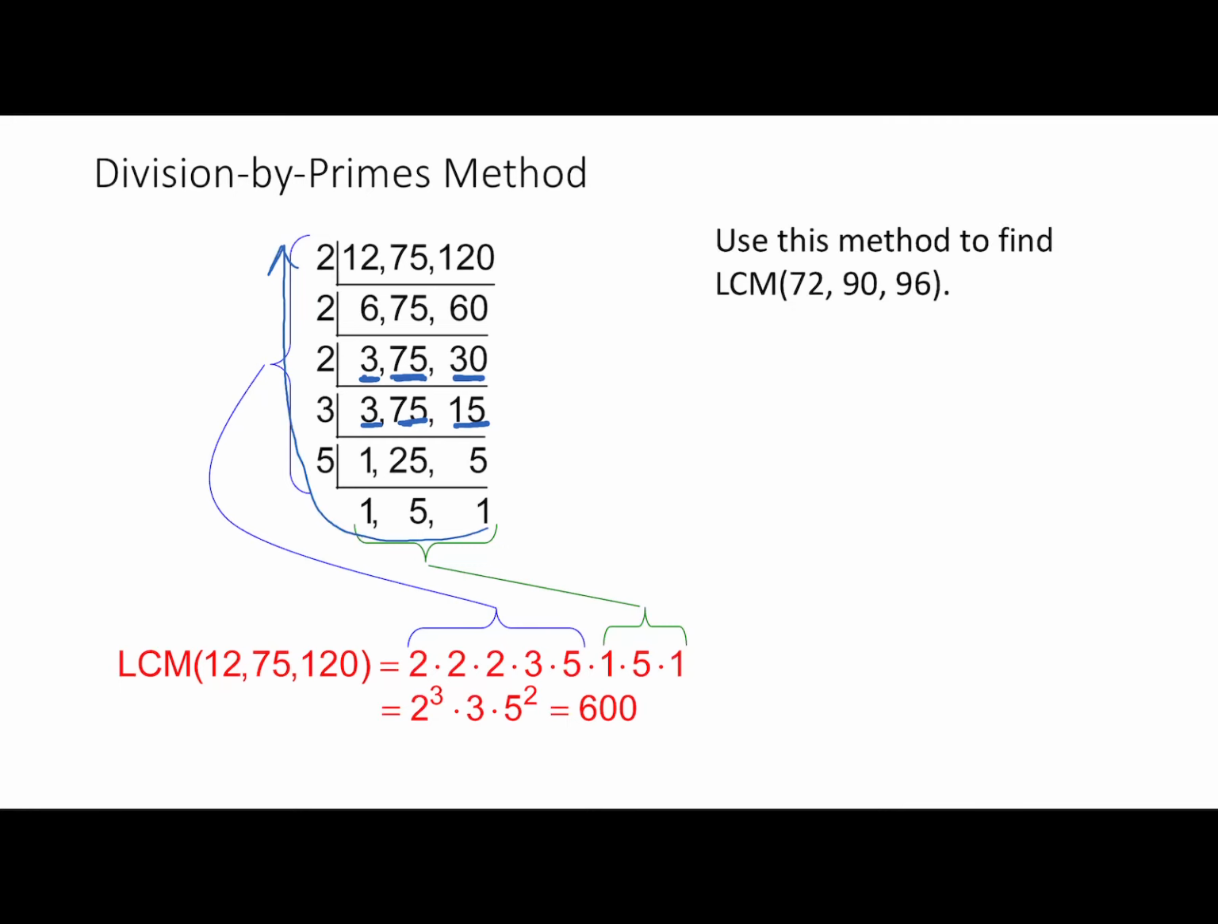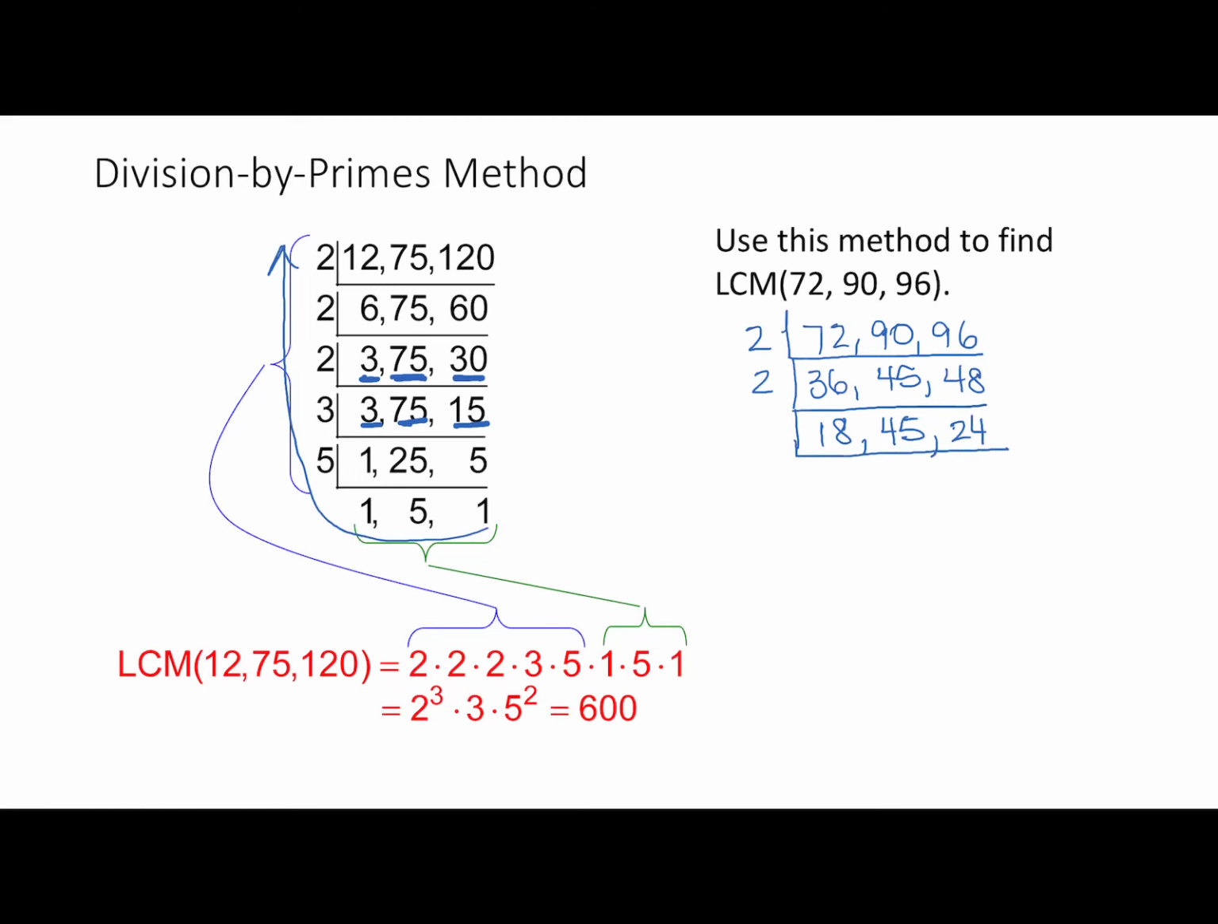Let's do another example. We want to find the least common multiple of 72, 90, and 96. So I'm going to write 72, 90, and 96. The smallest prime that divides at least one of those is 2. 72 divided by 2 is 36. 90 divided by 2 is 45. And 96 divided by 2 is 48. And now I'm going to think about the smallest prime that divides at least one of these numbers. That's going to be 2 again. I'm going to get 18. 45 is not divisible by 2, so I just pull the 45 down. And 48 divided by 2 is 24.